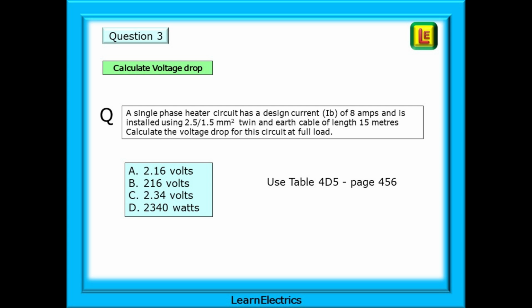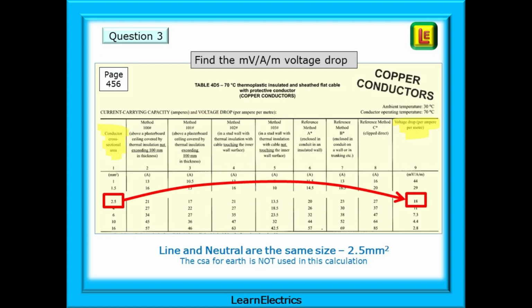Now we must use a different table. We use the table that shows the voltage drop for the type of cable, which is twin and earth here. This will be table 4D5 on page 456 of the Brown Wiring Regulations book. This is table 4D5 and is specifically for flat profile cable with copper conductors, or twin and earth as we often call it. The question tells us that the line conductor and the neutral are 2.5 square millimeters.